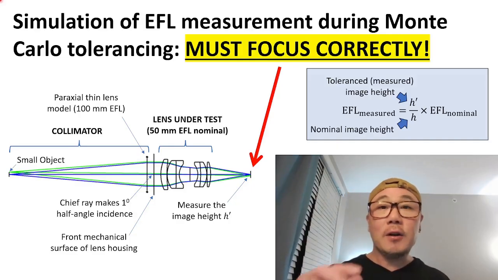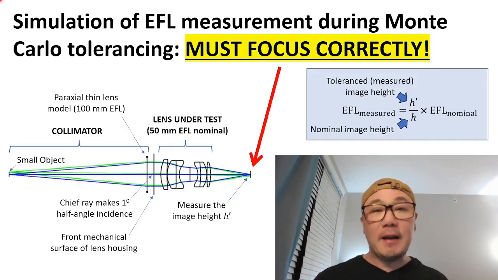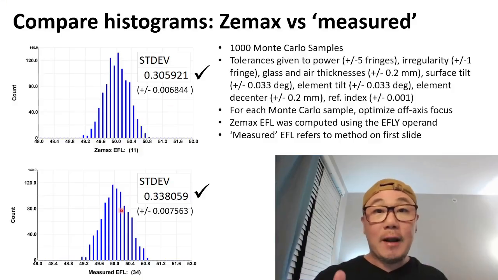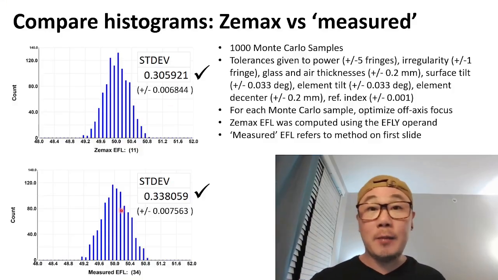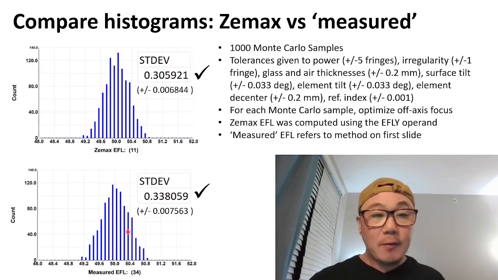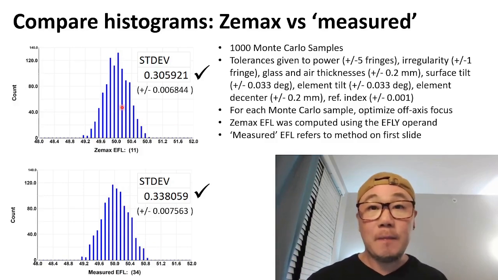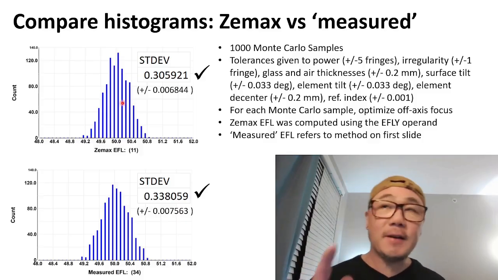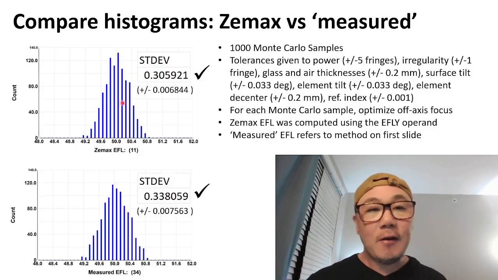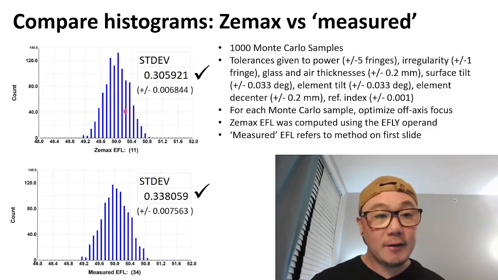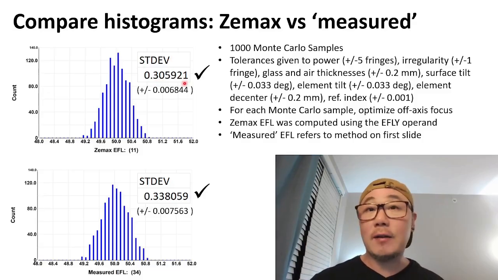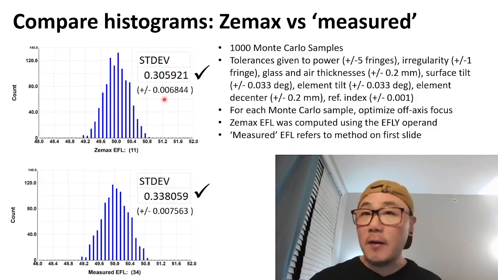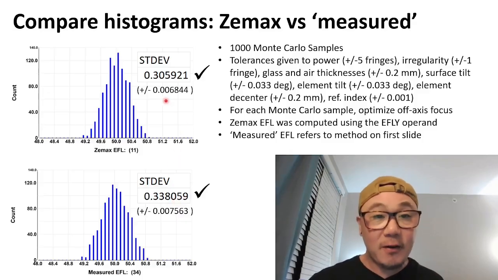When I went back to correct the focus, I now get a distribution at the bottom that's narrower than what I showed in the prior video. It's narrower and very similar to the top distribution, but they are different. In fact, they are statistically significantly different, because the standard deviations are 0.305921 millimeters and 0.338059. They look very similar, but the fluctuation in each is very small.